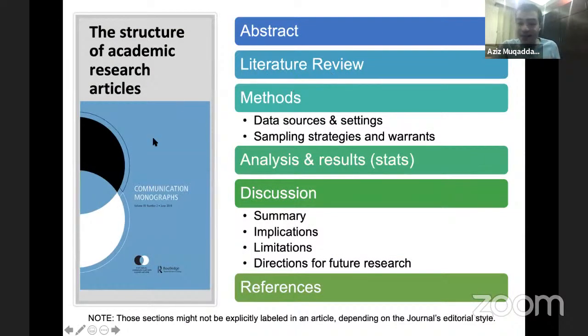So they get published in journals like this. Communication Monographs is one example. They don't look very popular, they're not that entertaining, let me put it this way. And they follow a very specific structure: an introduction, a literature review, a method section, an analysis and results section, discussion, and references. Those sections can be labeled or ordered differently depending on the style of the journal and the editorial policy, but roughly speaking, all academic research reports follow this structure.